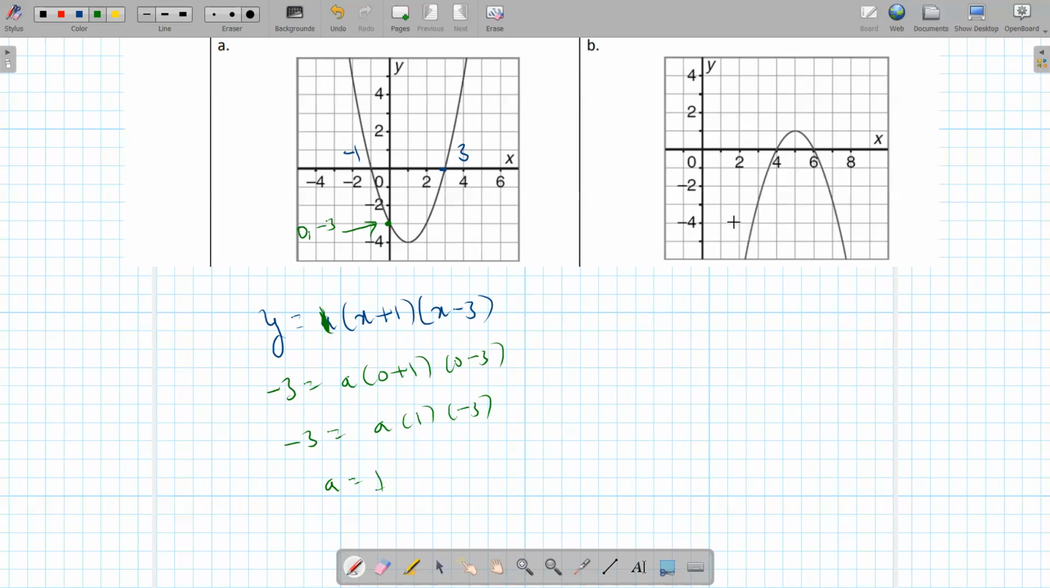Okay. Tell me, how do we start off with this one? For part B, it has intercepts at 4 and 6. So x minus 4 and then x minus 6. Right, x minus 4 and x minus 6. Now, how do we solve for the a value? You find another point. Yeah, so what's a point here?